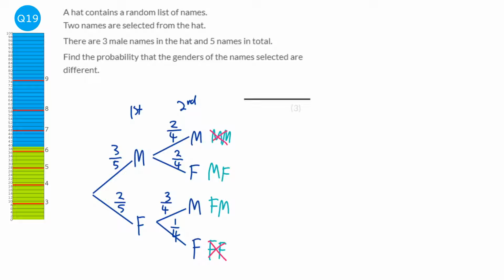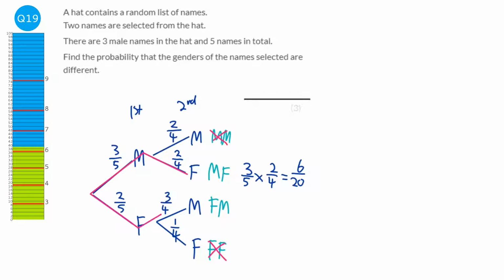And the way that tree diagrams work is as you go along the tree, any fractions you go across, you multiply together to find the outcome. So this will be 3 over 5 times 2 over 4. And I realise I could cancel 2 over 4, but I generally cancel at the end. So 3 times 2 is 6, 5 times 4 is 20. We're going to do the same with the other route.